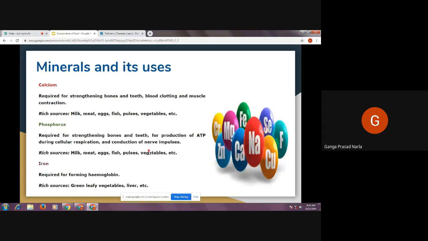Okay, you need to take calcium and phosphorus, right? So calcium is required for strengthening bones and teeth. It helps us to strengthen bones and teeth.